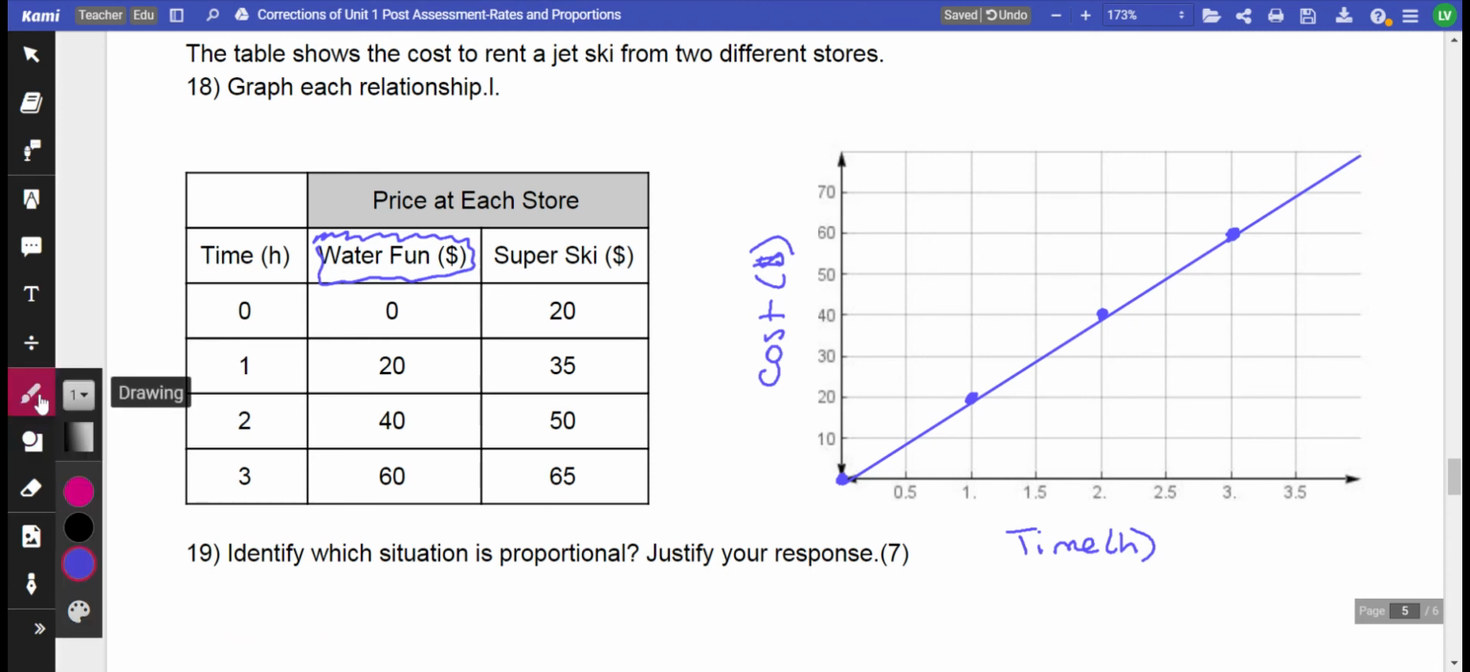All right, next, I'm going to plot Super Ski, which is at 0, 20, 135, 250, 365, and then I'm going to connect those points.